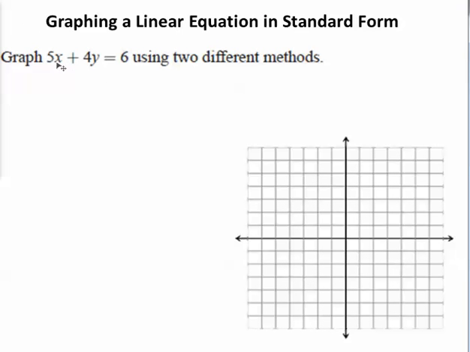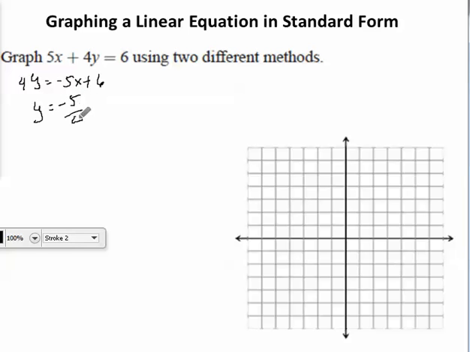This one, they want to graph this using 2 different methods. One of the things I'm going to do is take this and convert it into a method that's really easy to graph. First one, I'm going to make it into slope intercept. So I'm going to say 4y is equal to negative 5x plus 6. All I did was subtract the 5x from both sides. I'm going to divide by the 4, and I'm going to get y is equal to negative 5 over 4 x plus 6 over 4. Well, 6 over 4 is 1 1/2. So that means it's going to intercept right there.